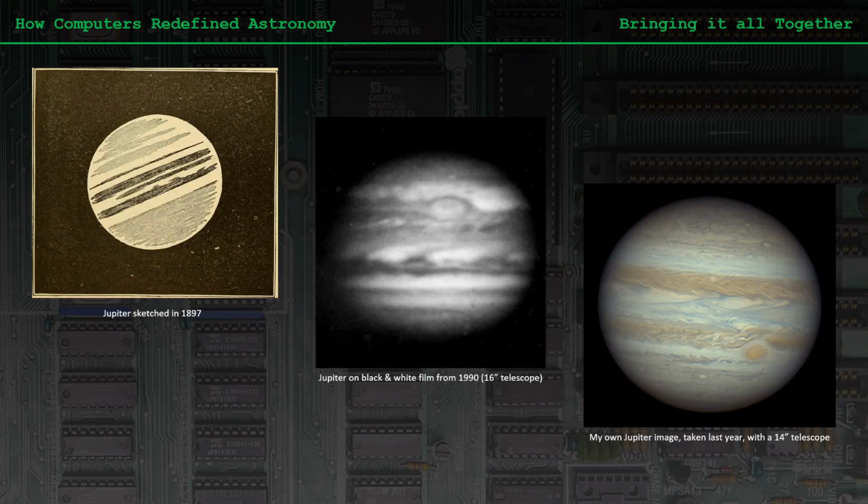Computers brought us from sketches and grainy film images to being able to collect hundreds of photos per second. The computer can then sort them by sharpness, throw out the ones where the atmosphere blurred things too much, and combine the rest to produce a very clear image. I took the photo of Jupiter on the right last year with a 14-inch telescope. Over 25,000 images were taken in about 3 minutes. Only about 2,000 were good enough to get combined, but there's no possible way to do that without a computer.